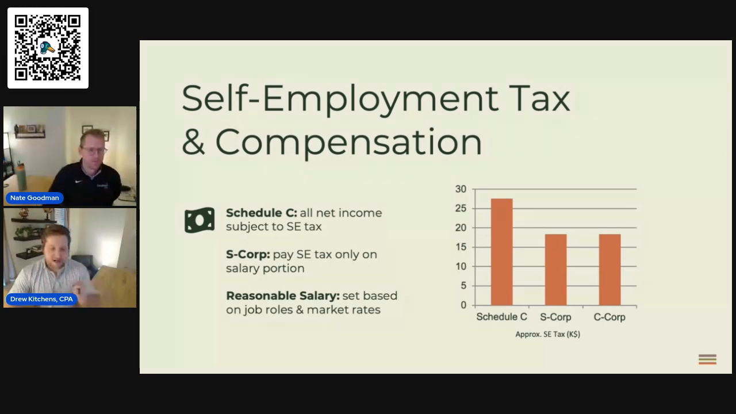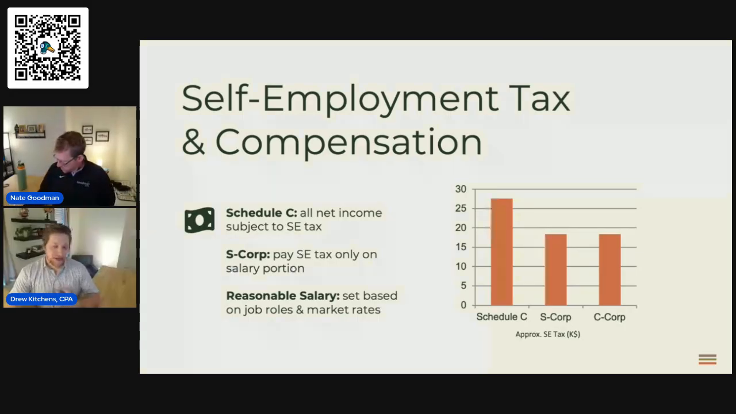To the 65,000 that I mentioned on the S corp side, that we would pay you, whatever that amount tends to be, or the amount that you would pay the self-employment tax on, there's no real guidance from the IRS on what reasonable comp means. They just say that you have to pay yourself a reasonable salary for the job that you're performing.